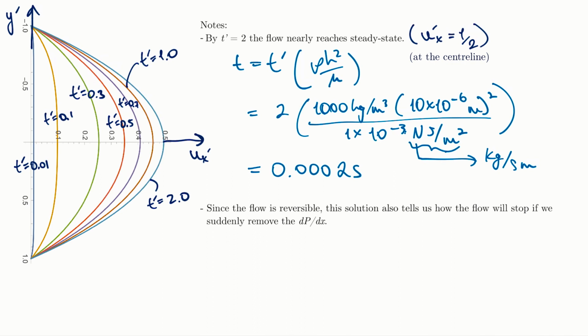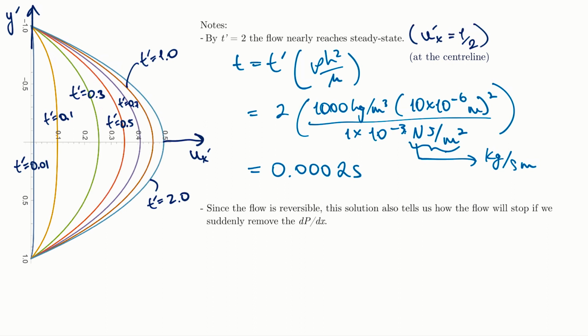I noted at the bottom there, since the flow is reversible, the solution also tells us how the flow will stop if we suddenly remove our pressure gradient. You can see why we're never going to care. Nothing is that fast, so normally we just get rid of the time dependence. That's why we can get rid of it. This is an example that shows we can get rid of it, totally fine, because it stops and starts so quickly. You'd never be able to see that, 0.0002 seconds.